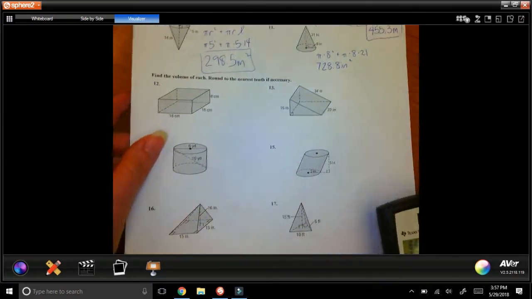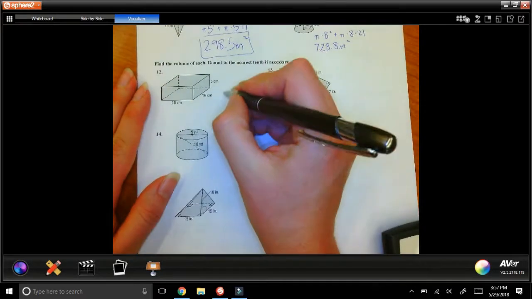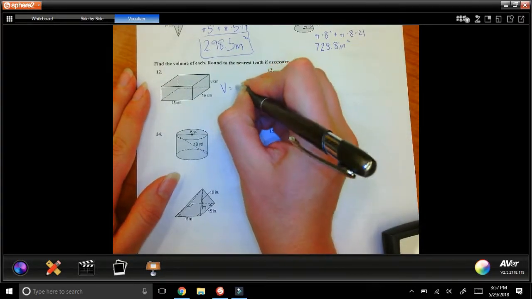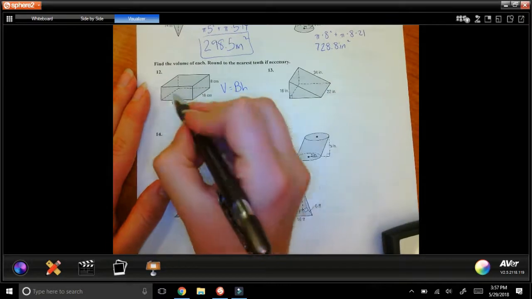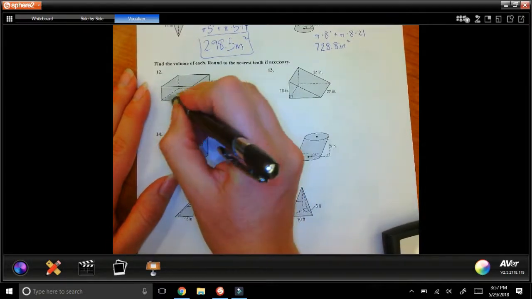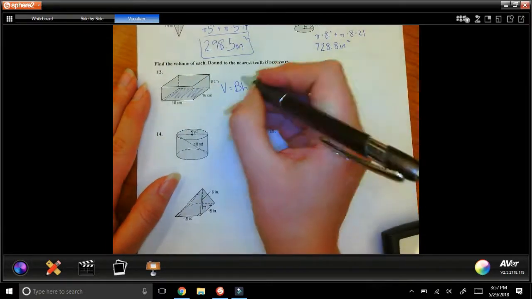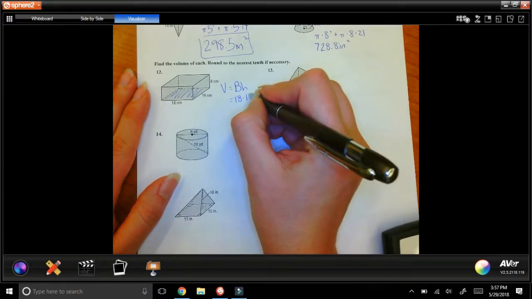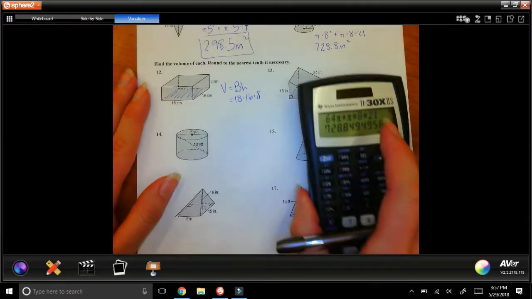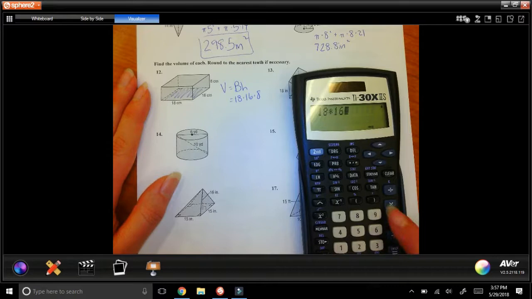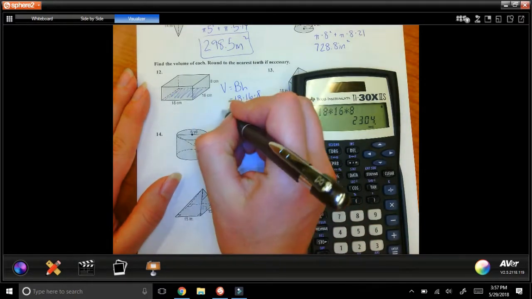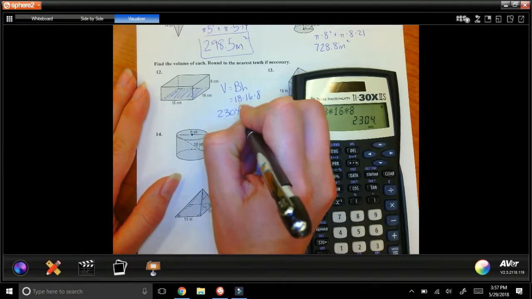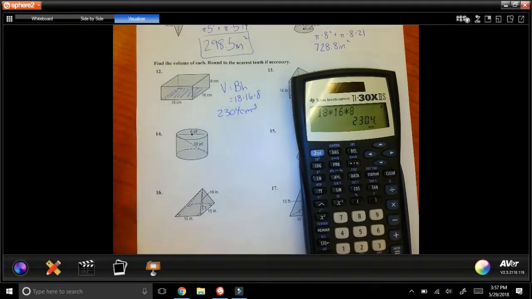The next one, the directions change to volume. Volume of this is the area of the base times the height. Again, you could pick the base to be something else, but I'm going to say that one. Basically, for a rectangular prism, you're just multiplying all those numbers together. 2,304, and that's cubic centimeters.